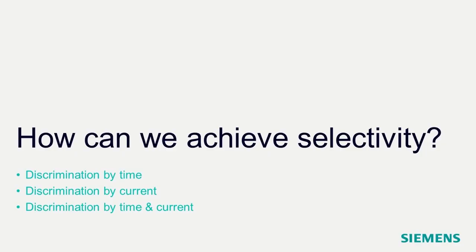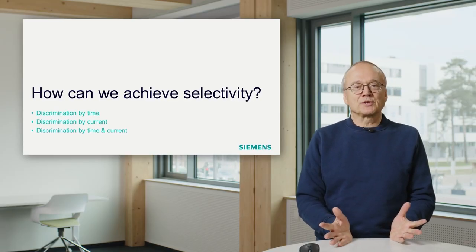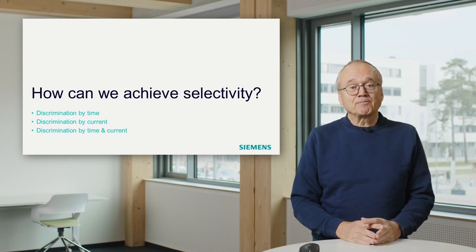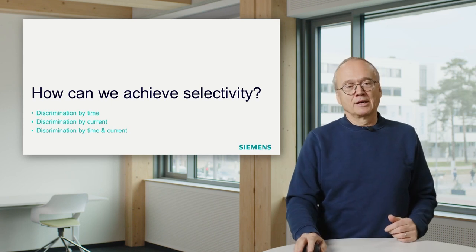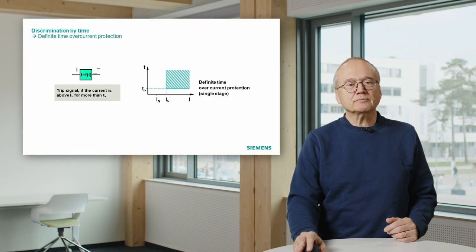So now the question is, how can we achieve selectivity in such a system? And actually there are two or three options. We can make a so-called discrimination by time, we can make a discrimination by current, or we can combine both of these. So let's start with the first one, discrimination by time.